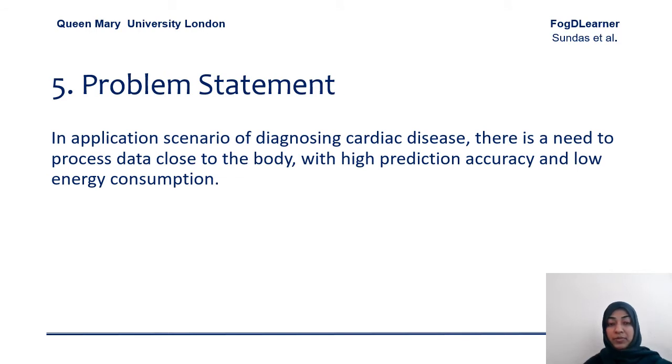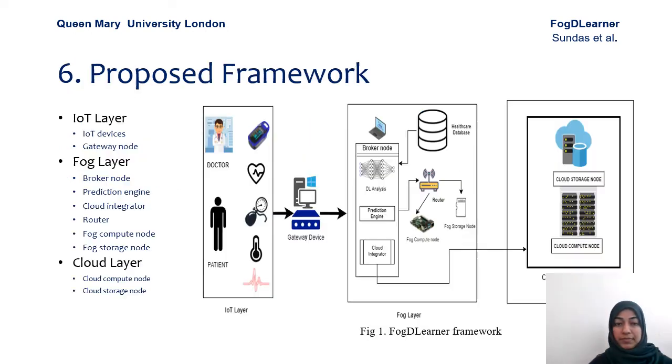Problem statement of our case: in application scenario of diagnosing a cardiac disease, there is a need to process the data close to the body with high prediction accuracy and low energy consumption. This is our proposed framework. It considers the accuracy of prediction as well as quality of service parameters of healthcare applications. Figure 1 shows the architecture of our proposed framework, and it also shows the flow of data between different modules.